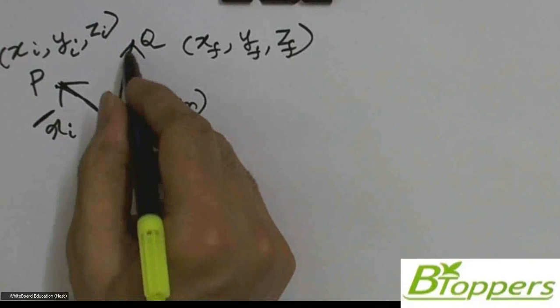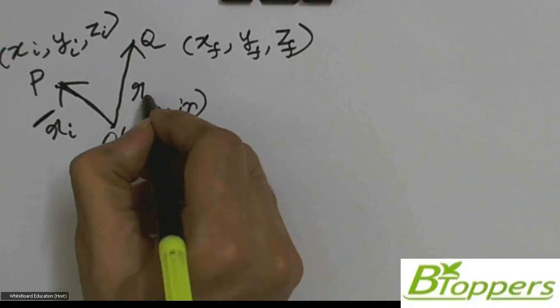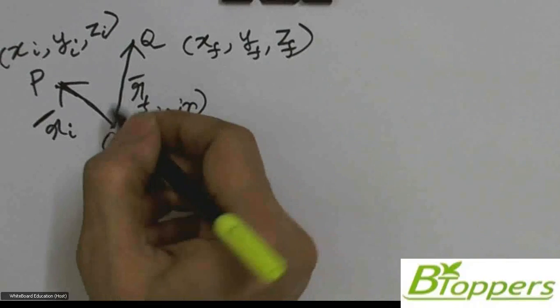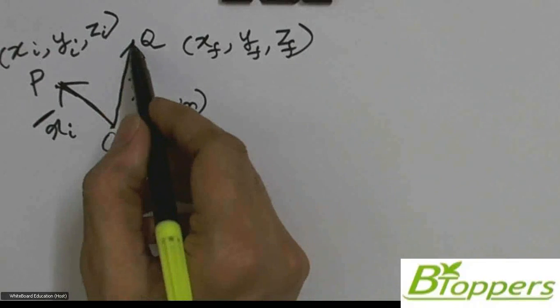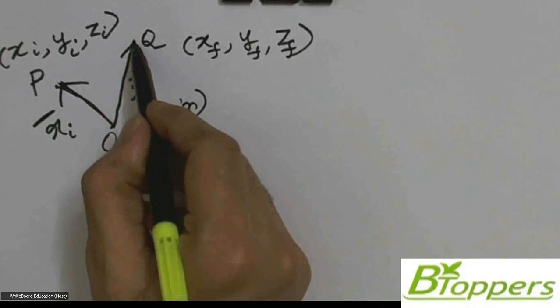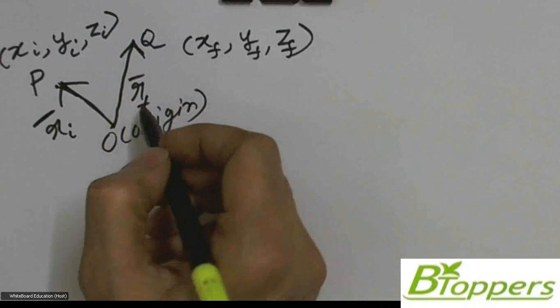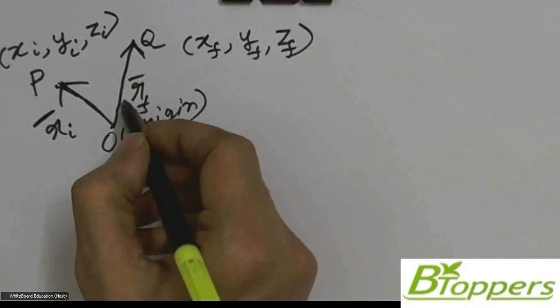The directed line segment OQ bar represents the position vector of the final position of the particle, denoted by RF bar.